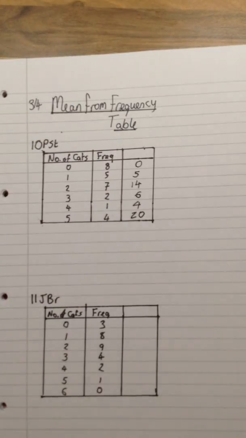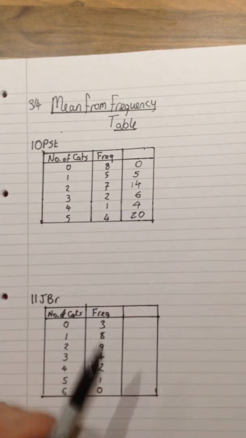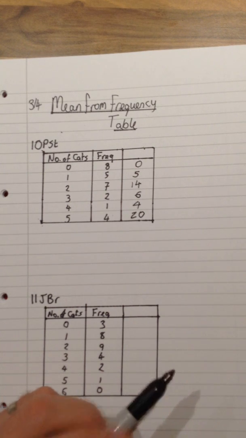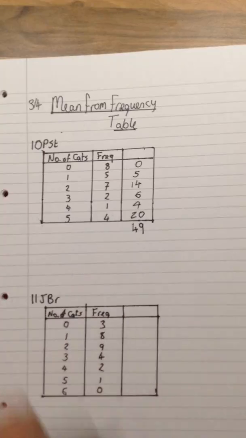Our next step is to find out the total number of cats owned by everybody in the form. This is done by adding all of the numbers in this end column. When you add it together, this gives us 49. So that's the total number of cats owned by people in 10 PST.